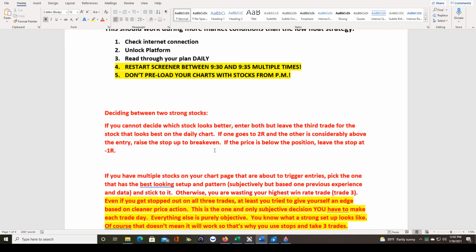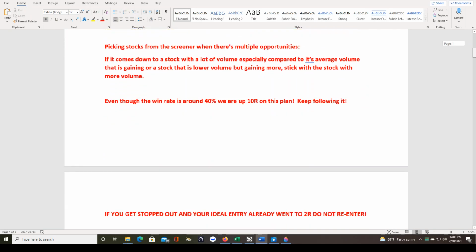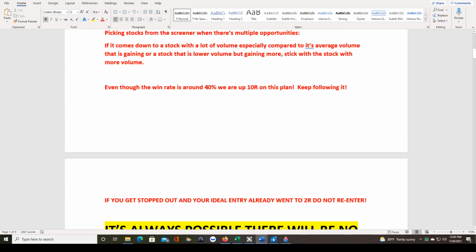And if the price is below the entry position, I'll just leave the stop at -1R. And the worst case scenario is there as I finish the day up 1R. So that's it. And everything else in here, I believe, is older stuff that has already been talked about on previous videos. I need to update this now. It's up to about, I think, 42%, and we're up 14R.